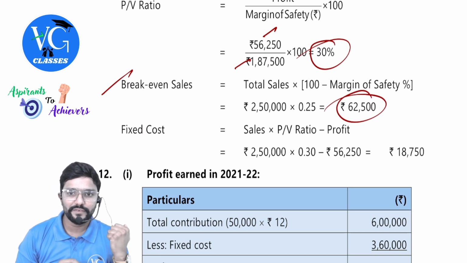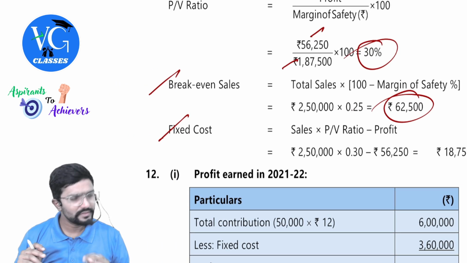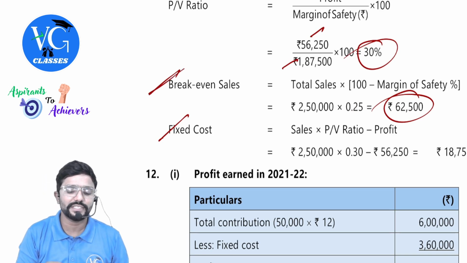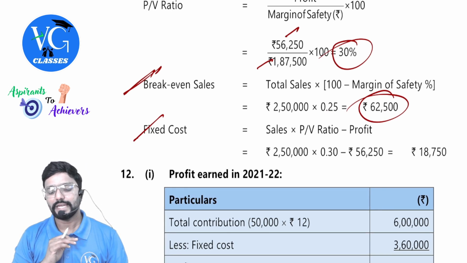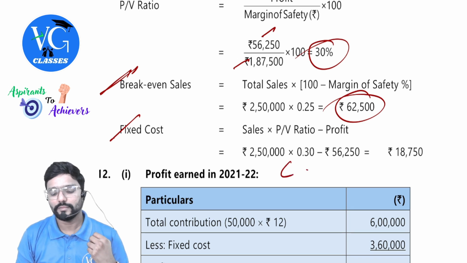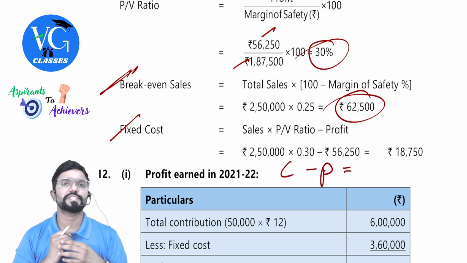Next, okay, fixed cost anyway here. Have they asked the fixed cost? That means we have to do it. No, no, okay, better. You can first find out fixed cost and then come to break even sales. Sales into PV ratio will give us contribution, minus profit will be fixed cost.